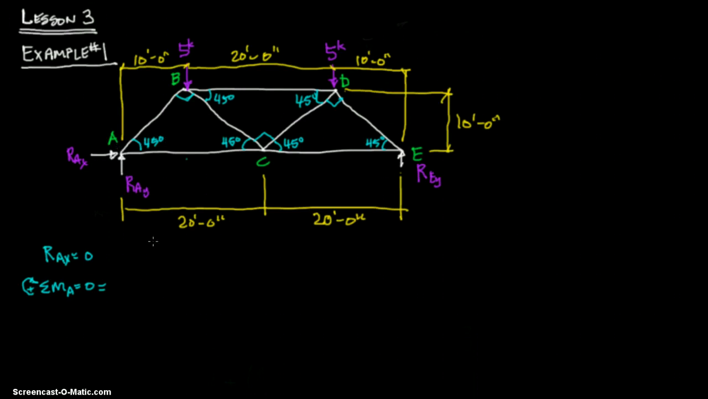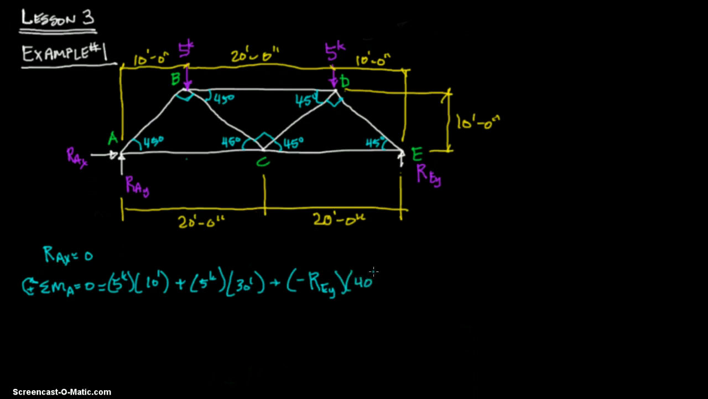Then you go to the right, you have 5 kips times 10 foot, which is right there. And remember that is a positive moment because it's going that way. Then we have another positive 5 kips times, this time, 30 feet, because 20 plus 10 is 30. And then we're going to have a negative, and I like to do this, I like to add a negative REY, multiplied by 40 foot.